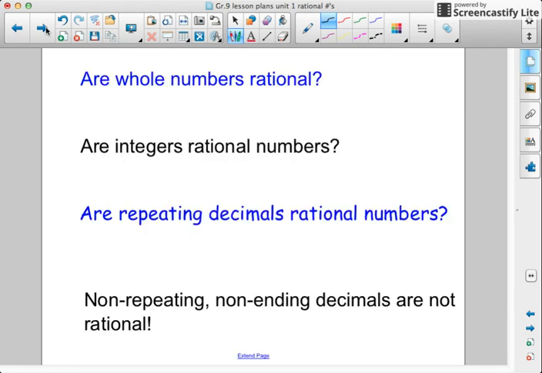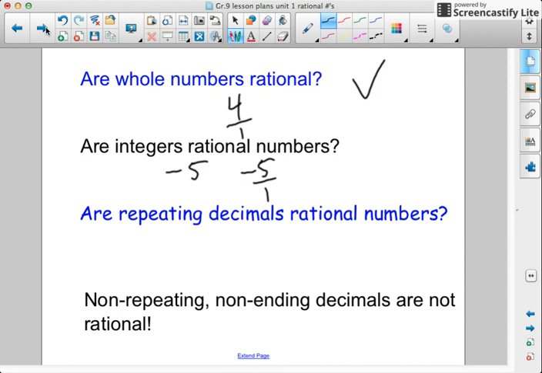So are whole numbers rational? Well, yeah, whole numbers are, because the number 4 could be written as a fraction, 4 over 1. So all whole numbers are. Are integers, negatives and positives? Yeah. Negative 5 can also be written as negative 5 over 1. Doesn't change it. So it can be written as a fraction.